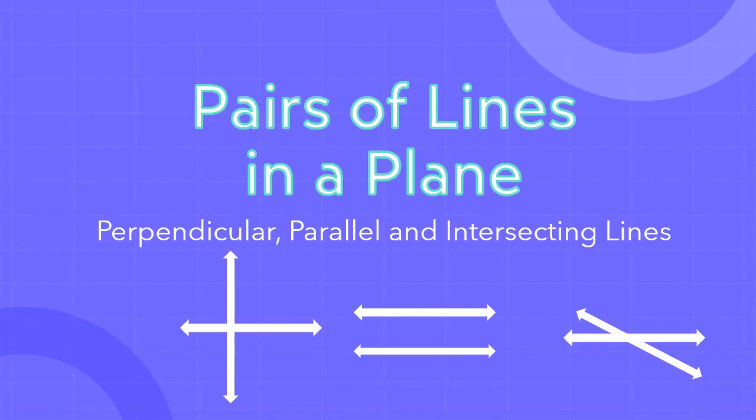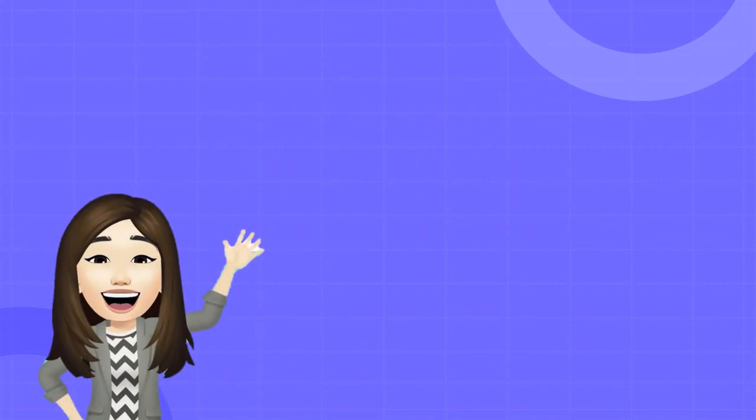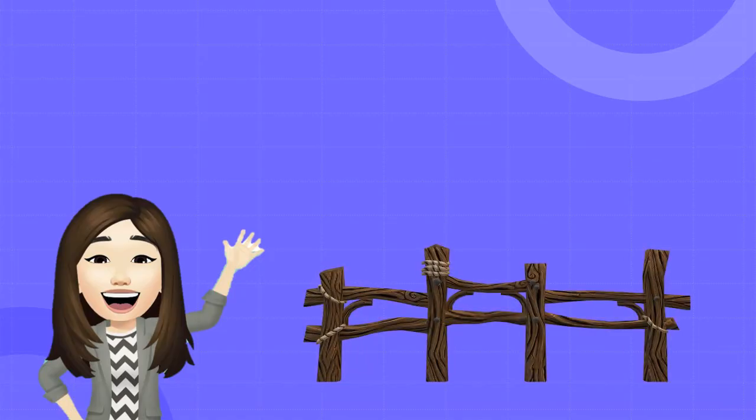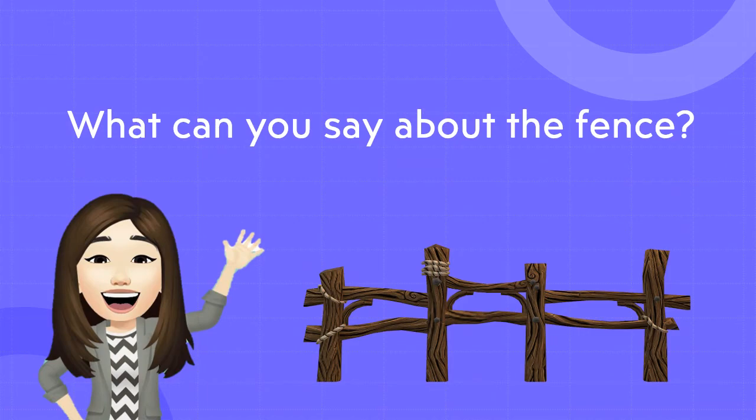Since we already know what a line is, let's now study the pairs of lines on a plane. This includes perpendicular, parallel, and intersecting lines. I want you to look at the fence. What can you say about the fence? What are the lines that you see? The fence includes vertical and horizontal lines.